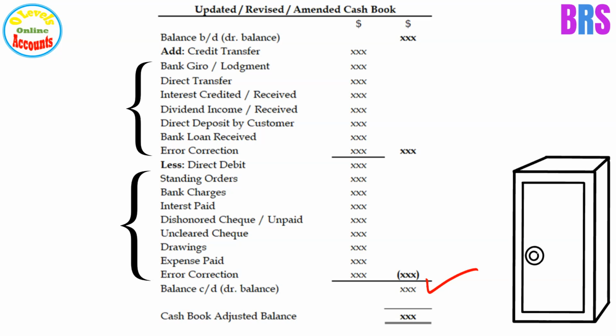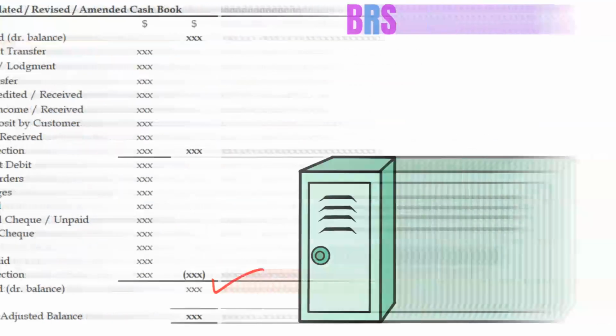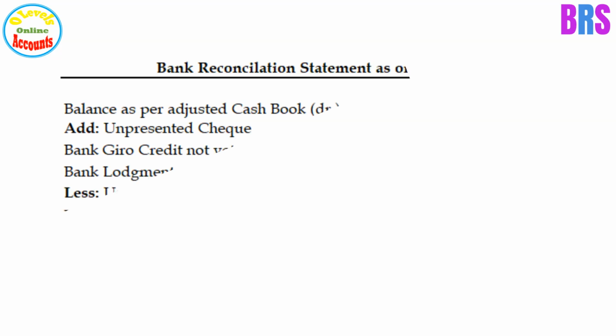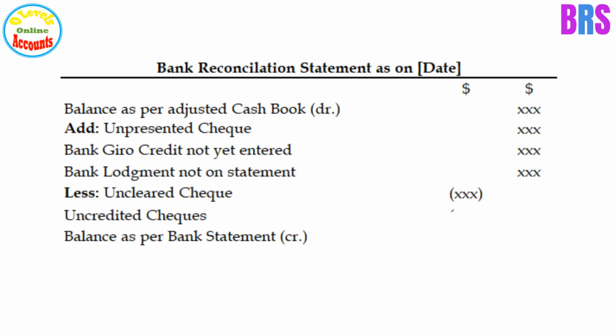Let's check the bank reconciliation format. In this format, we will start with the adjusted balance of the cash book, bank, column, which was determined by the previous format. Then add unpresented checks, or bank giro or bank lodgement, which is not reflected in the bank statement. And deduct the uncleared or uncredited checks to get the balance as per the bank statement.